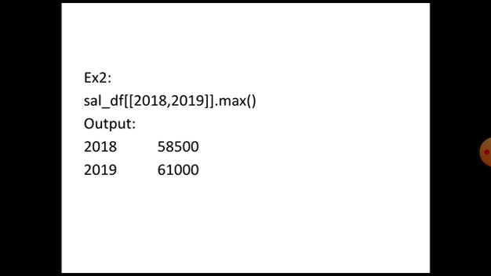We are having another example, which is 2018 and 19 max. So the maximum value from 2018 is 58,500, yes, and for the column 2019 there is a single value which is also 61,000, and it is the maximum from the column because the rest of the values are NA values.